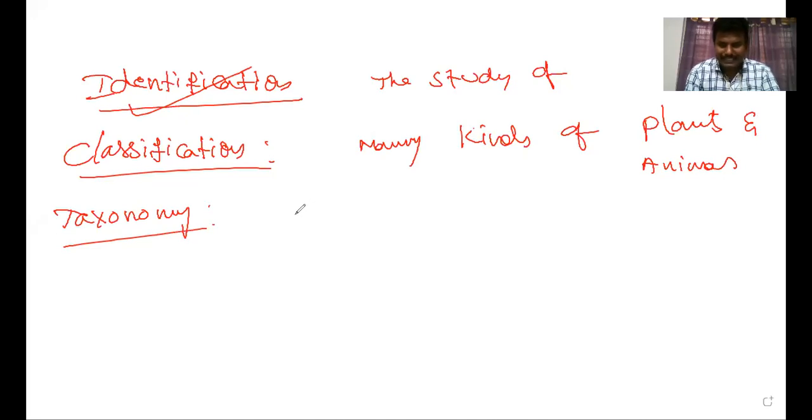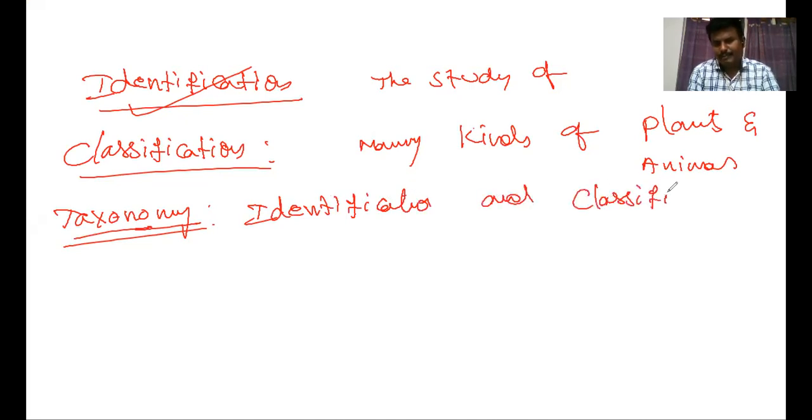Next important step is taxonomy. Taxon means arrangement, and nomi means law. According to the universally accepted rule, the living organisms are arranged into specific categories. So it deals with identification and classification of organisms. This phenomenon is called taxonomy.